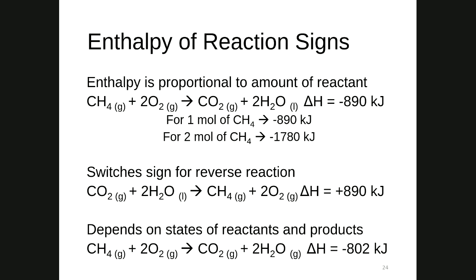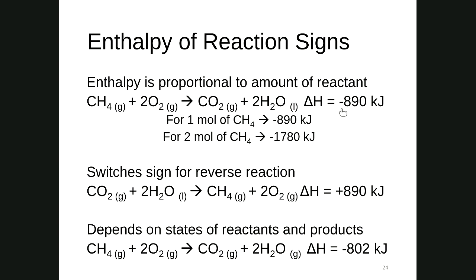Recall that enthalpy is proportional to the amount of reactant that is involved in a chemical equation. So for this balanced chemical equation of the combustion of methane, 890 kilojoules of energy are released. We know that they're released because it's a negative value. So that means for every 1 mole of methane, this much energy is released. For every 2 moles of oxygen, this much energy is released, and so on and so forth.